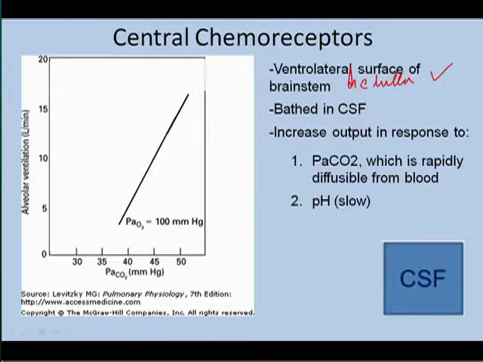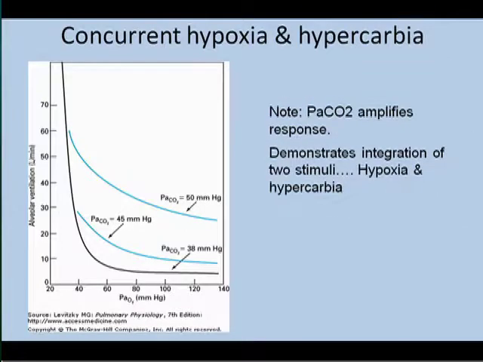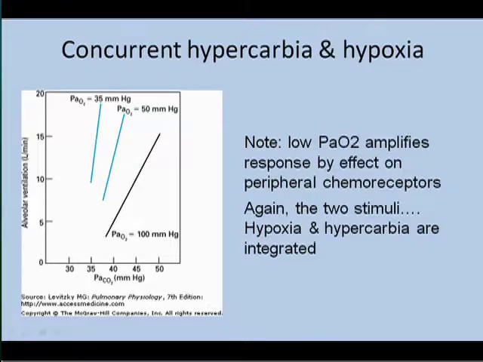It turns out that the 2 ventilatory stimuli, hypoxia and hypercarbia, are not independent, but actually interact to amplify one another. Here we see the combined effects of low PaO2 and high PaCO2. The response to hypoxia is therefore amplified in this figure by elevations in PaCO2. Likewise, here, the effect of hypercarbia is amplified by hypoxemia. Recall that the hypoxia is primarily detected by the peripheral chemoreceptors in the carotid body. Again, we have an amplification of response.